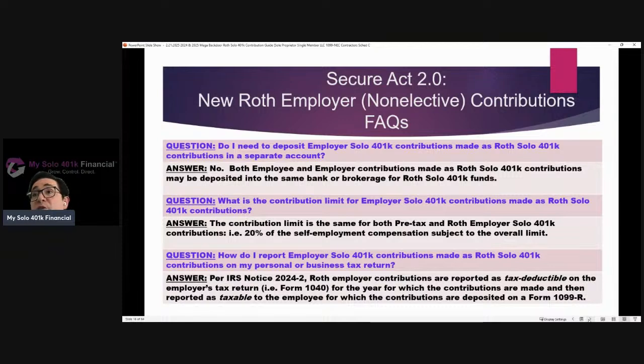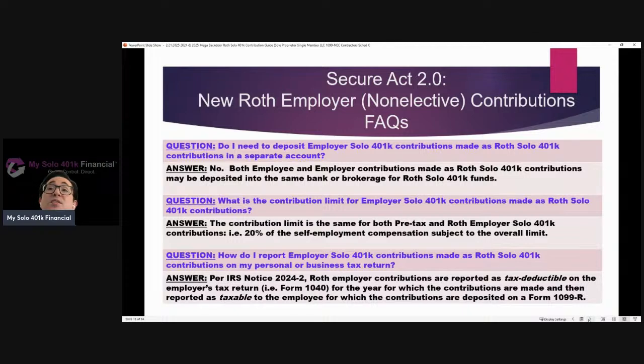So almost a year later, with IRS Notice 2024-2, the IRS clarified how to report employer contributions made as Roth contributions. And per that guidance, Roth employer contributions are reported as tax deductible on the employer's return, i.e. the 1040 for a business tax as a sole proprietor, for the year for which the contributions are made, but then reported as taxable to the employee for the year for which the contributions are deposited.